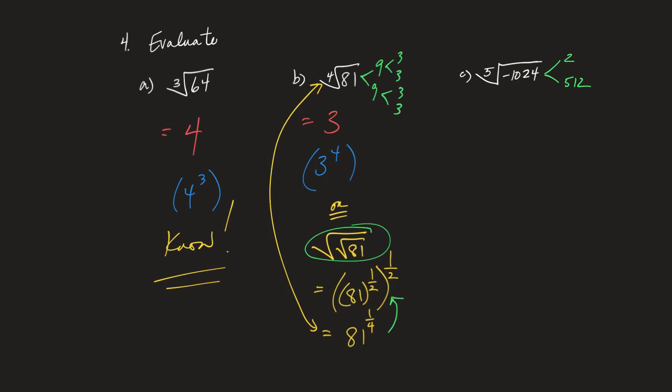Now I do want to notice, I'm not writing down my negatives in my factor tree. We should be able to just tell that when you work your way through, the fifth root of a negative number is going to give me a negative number because I'm looking for something that multiplies by itself 5 times to give me a negative. That has to be a negative value.